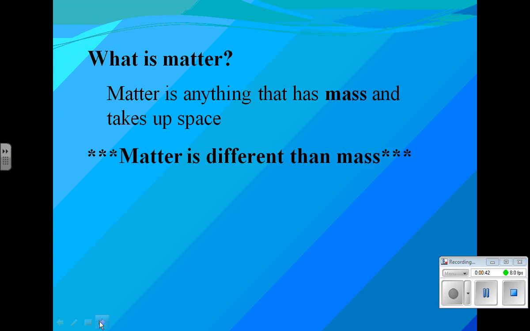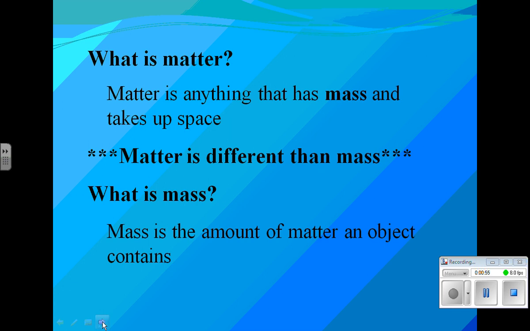Matter is different than mass. Mass and matter are not the same thing. Notice in the definition of matter, the word mass appears. So what is mass? Mass is the amount of matter an object contains. Most of the time it'll be measured in grams or kilograms. It could be measured in pounds. All of those would be mass measurements. It can also be measured in moles or number of molecules. But matter is anything that has mass, so it has a specific amount of stuff, and then how much space it takes up, which is actually volume, by the way.